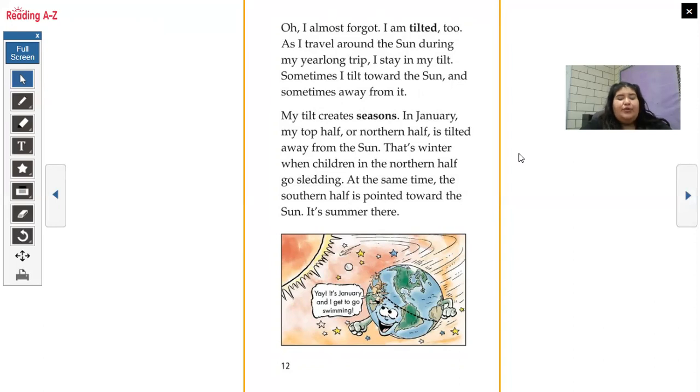My tilt creates seasons. In January, my top half or northern half is tilted away from the sun. That's winter. When children in the northern half go sledding at the same time, the southern half is pointed toward the sun. It's summer there. Yay, it's January and I get to go swimming.